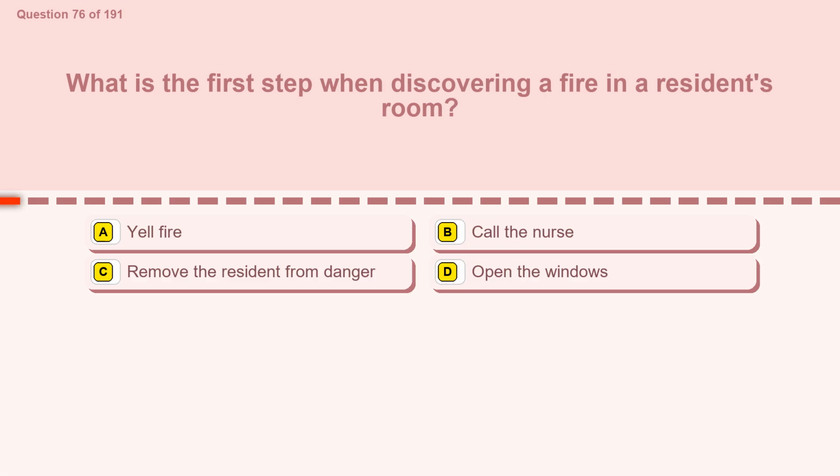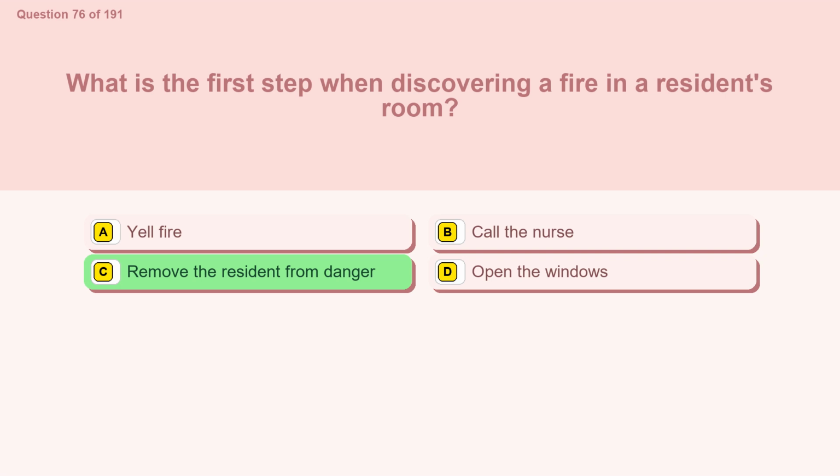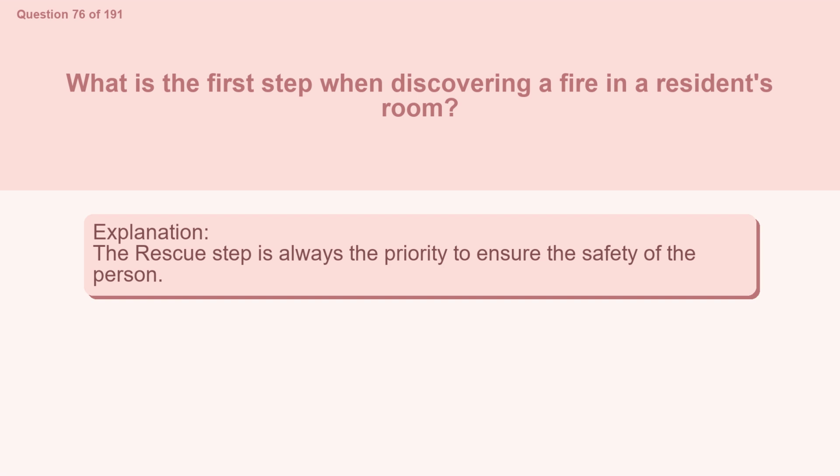Question 76. What is the first step when discovering a fire in a resident's room? Option A, yell fire. Option B, call the nurse. Option C, remove the resident from danger. Option D, open the windows. The correct answer is option C, remove the resident from danger. The rescue step is always the priority to ensure the safety of the person.